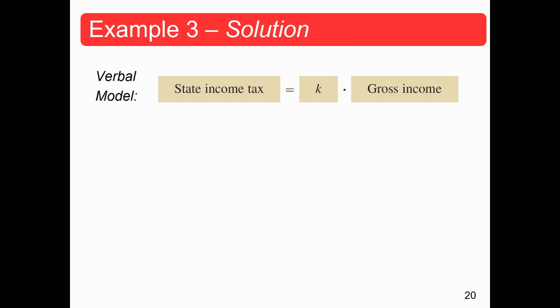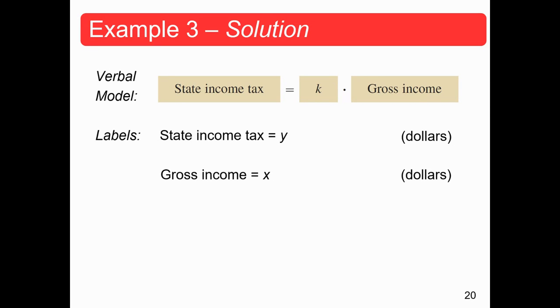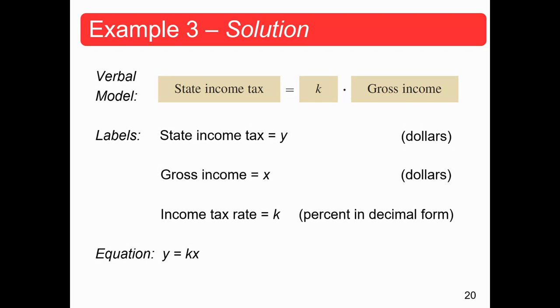The first step on this is to think about what the income tax is. It's really something times your gross income, and usually this is given as a percent. So we first need to find out what that amount is. We're going to call y your state income tax, x is your gross income, and k is your rate. So the equation is y equals kx. We are to first find out what k is. We don't know what that is.